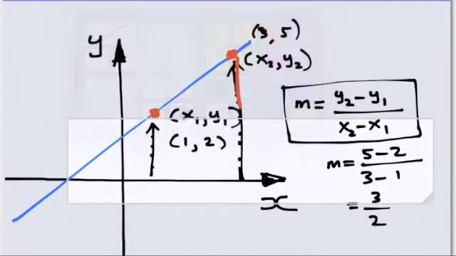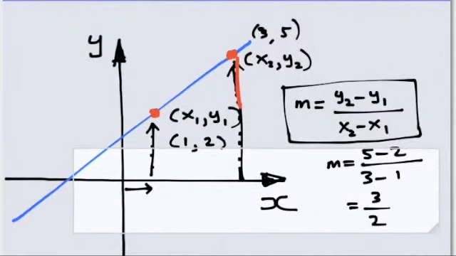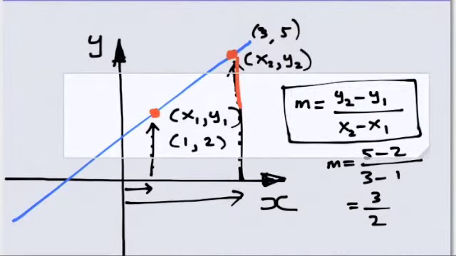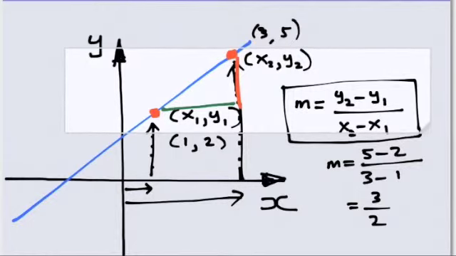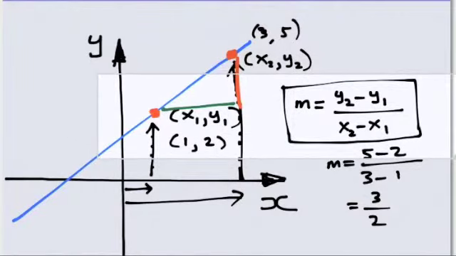Now x1 is the horizontal distance to point 1 from the y-axis, and x2 is the horizontal distance to point 2 from the y-axis, and x2 minus x1 is the horizontal distance between the 2 points. And the gradient is given by rise over run, which is the height of the red line over the height of the green line. So we could compute the gradient quite easily if we know 2 points on a straight line.